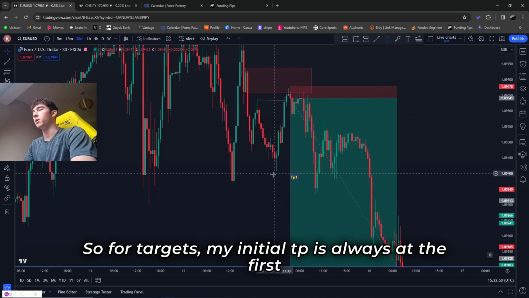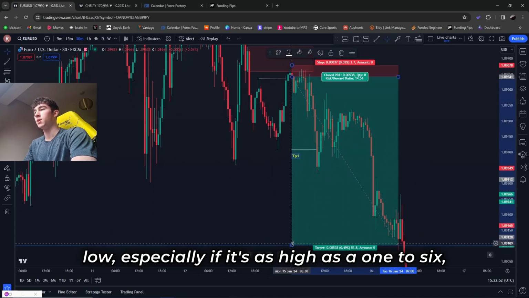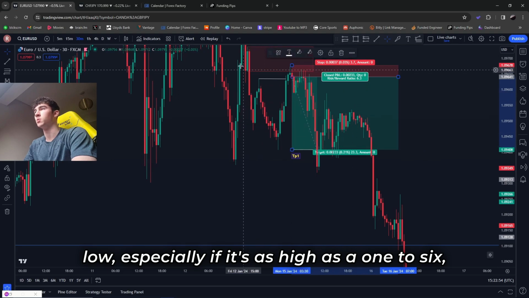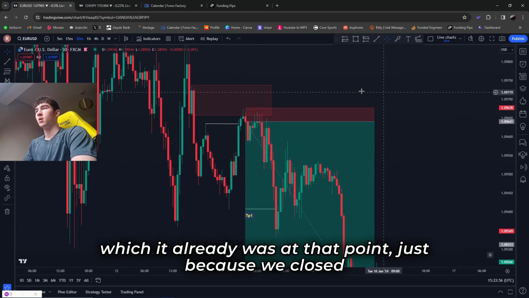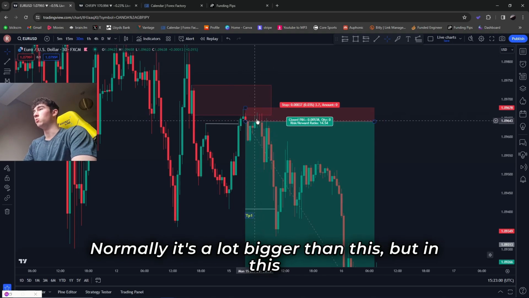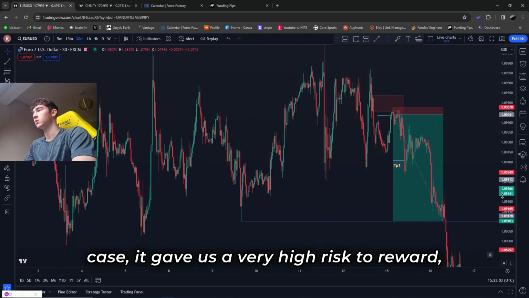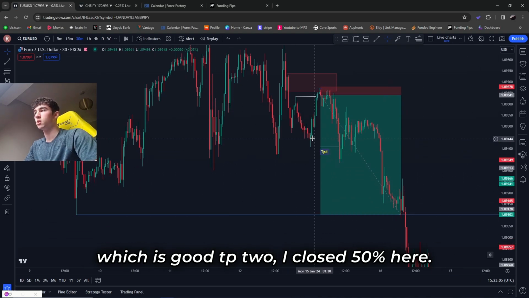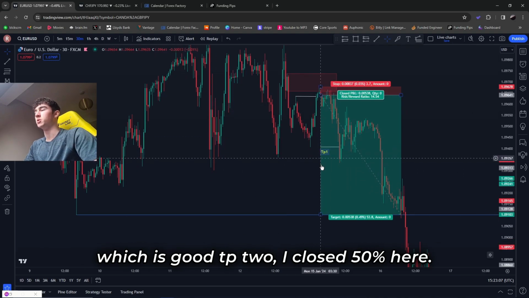So for targets, my initial TP is always at the first low, especially if it's as high as a 1 to 6, which it already was at that point, just because we closed for the structure to have a very small stop loss. Normally it's a lot bigger than this, but in this case it gave us a very high risk to reward, which is good. At TP1, I closed 50% here.